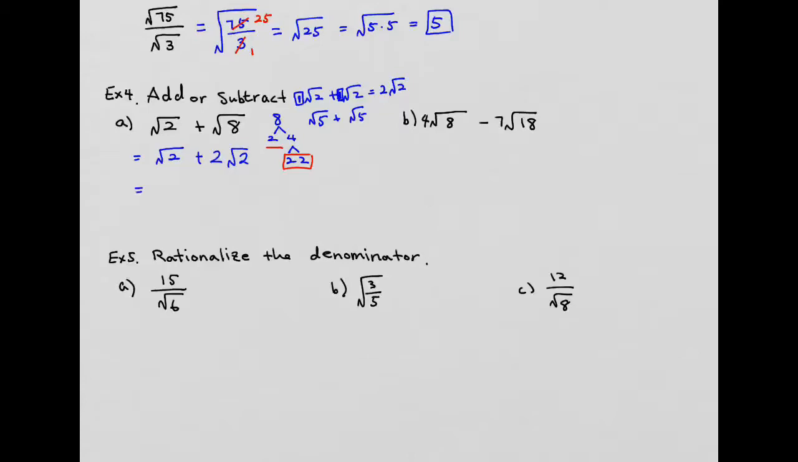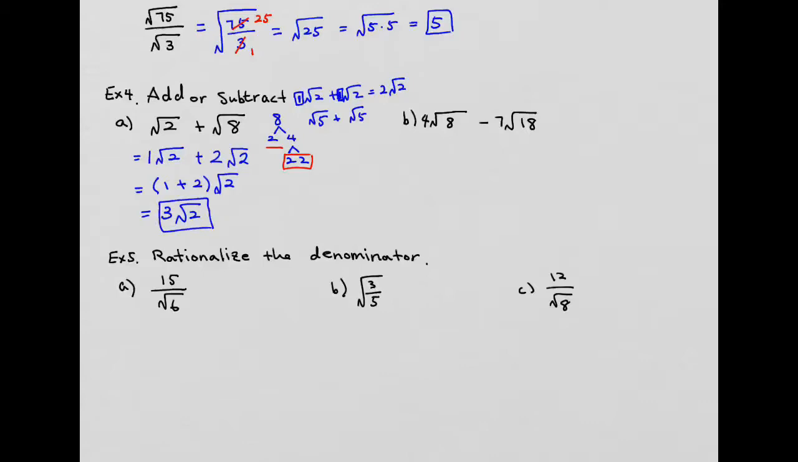This means on the square root of 2, you have 2 here, but you have 1 there. So if you don't have any number in front, it means you have 1 there, right? So let me write it as 1. So you're doing 1 plus 2. You're basically adding the whole numbers in front of your square roots. So that's going to be 3 square root of 2 for that problem.